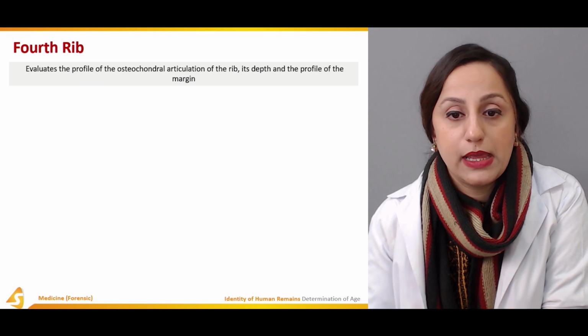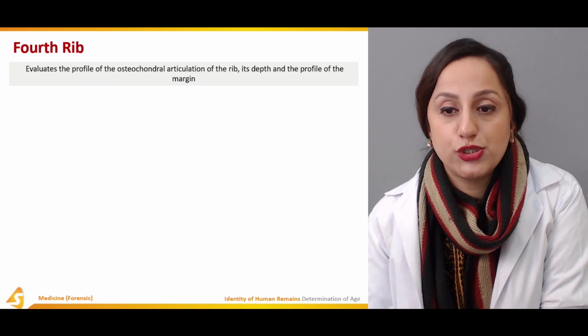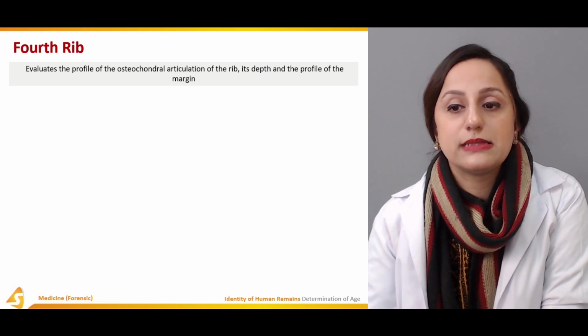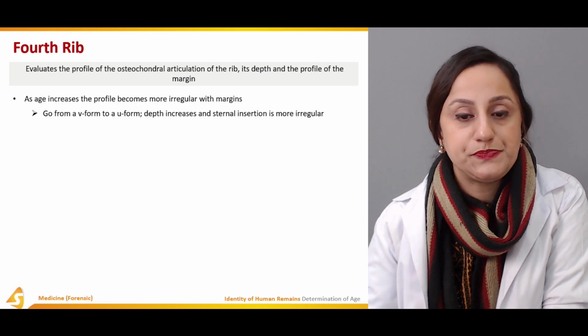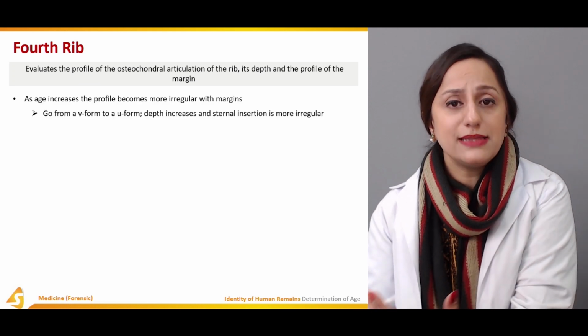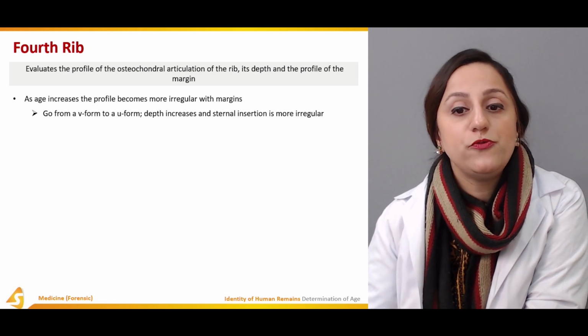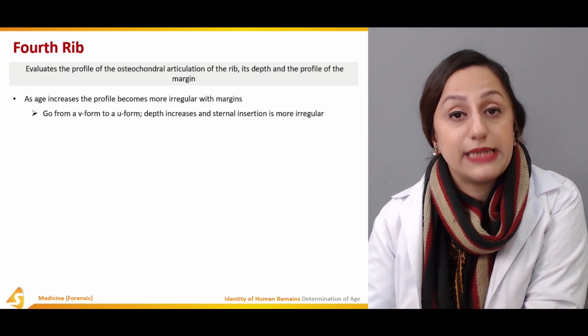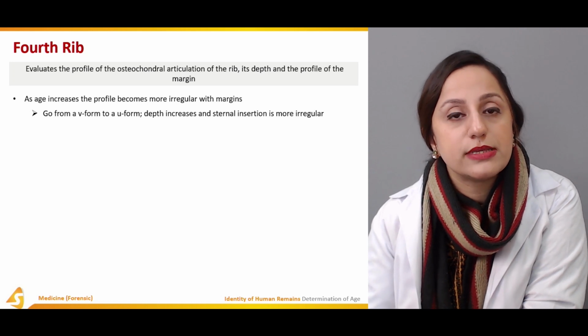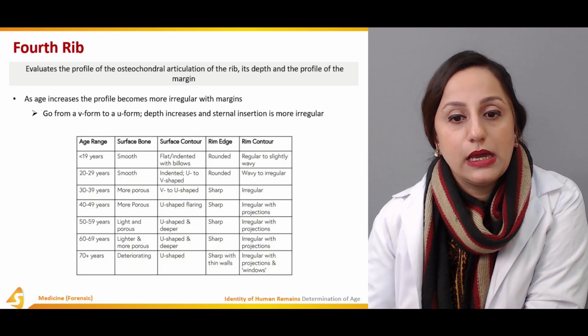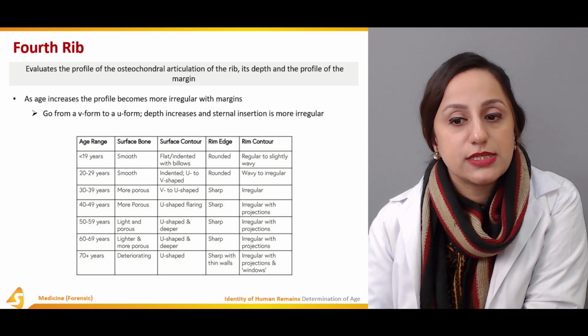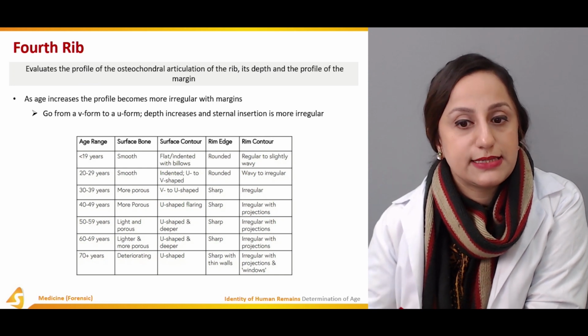Now, the fourth rib evaluates the profile of the osteochondral articulation of the rib and its depth and the profile of the margin. As the age increases, the profile becomes more irregular, with margins going from a V form to a U form, the depth increases, and the sternal insertion is more irregular. What are the changes? It's again a table for the distinguishing factors.